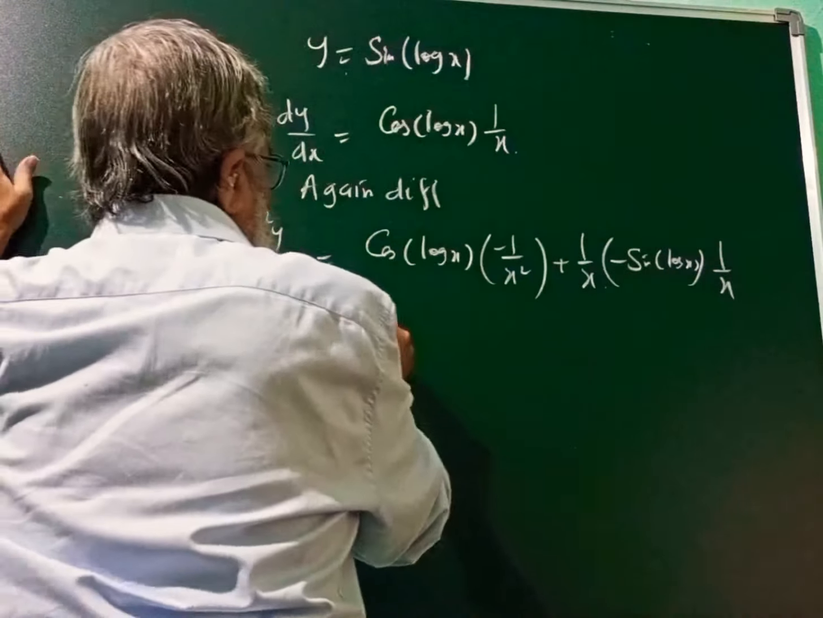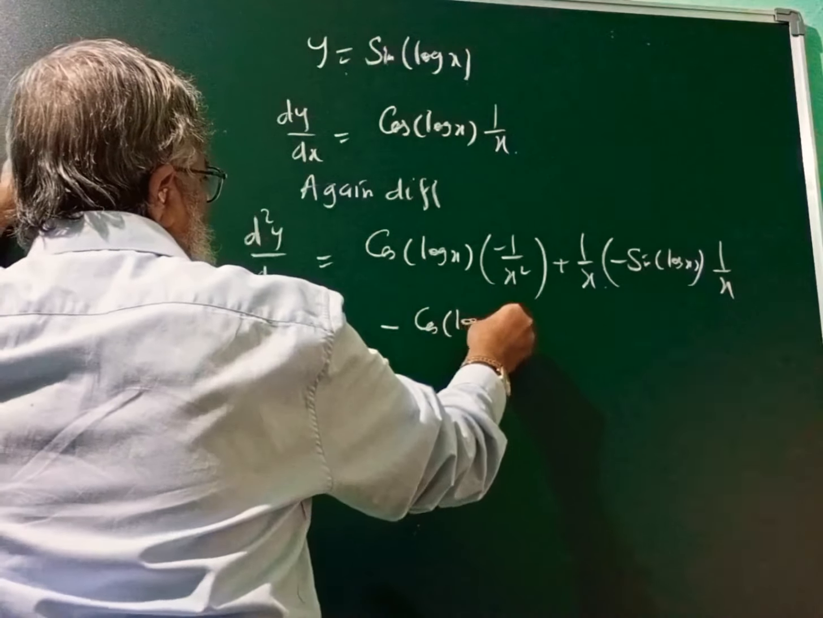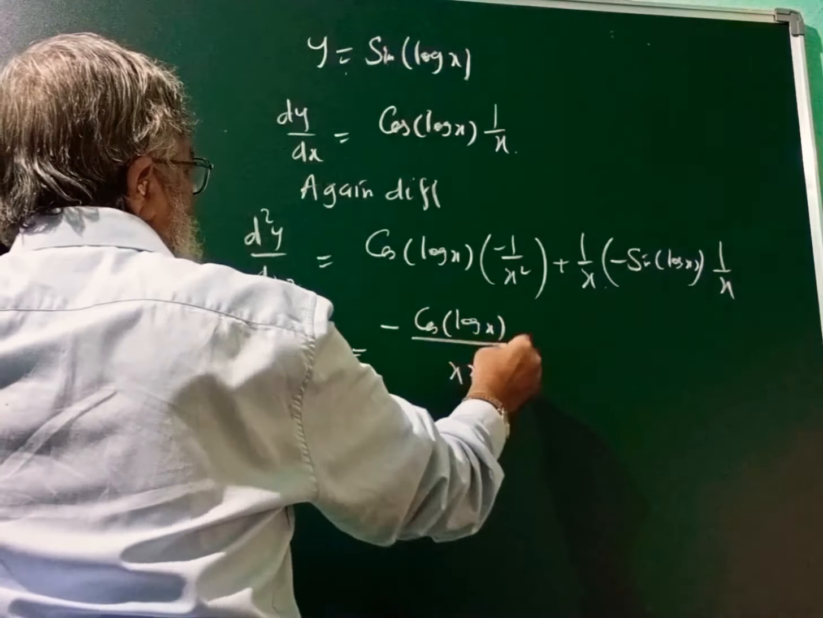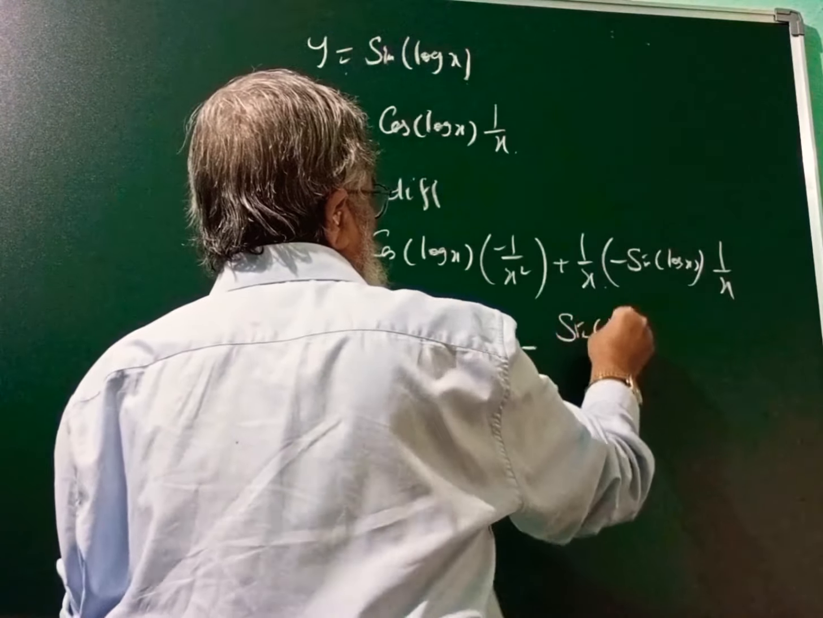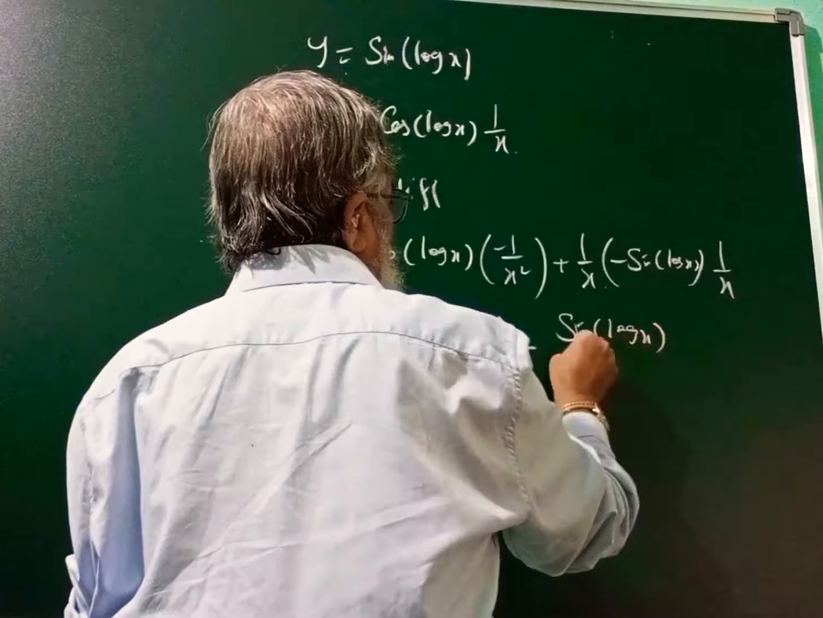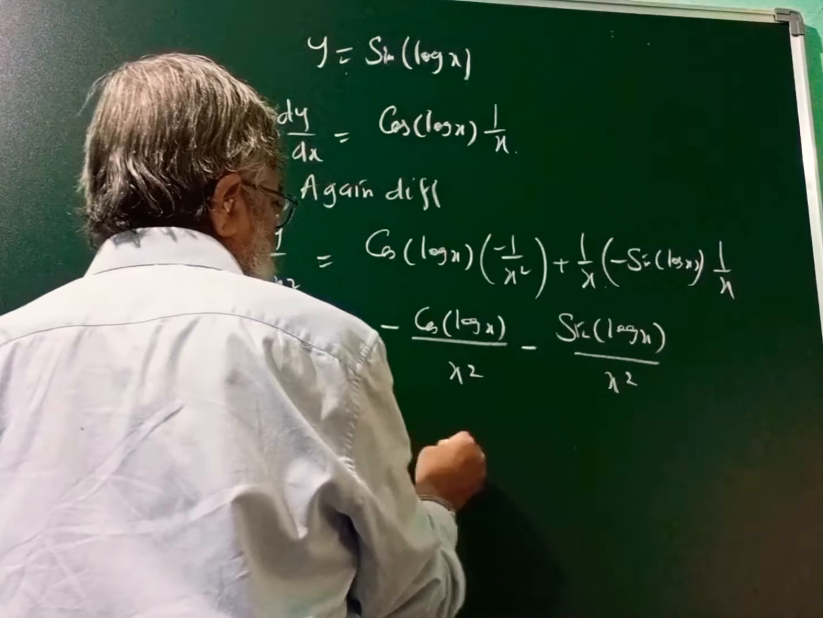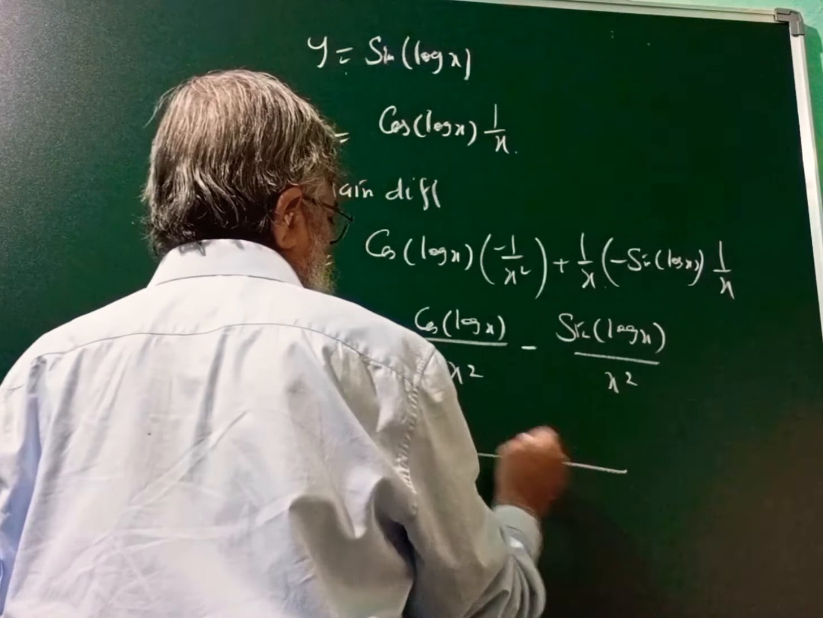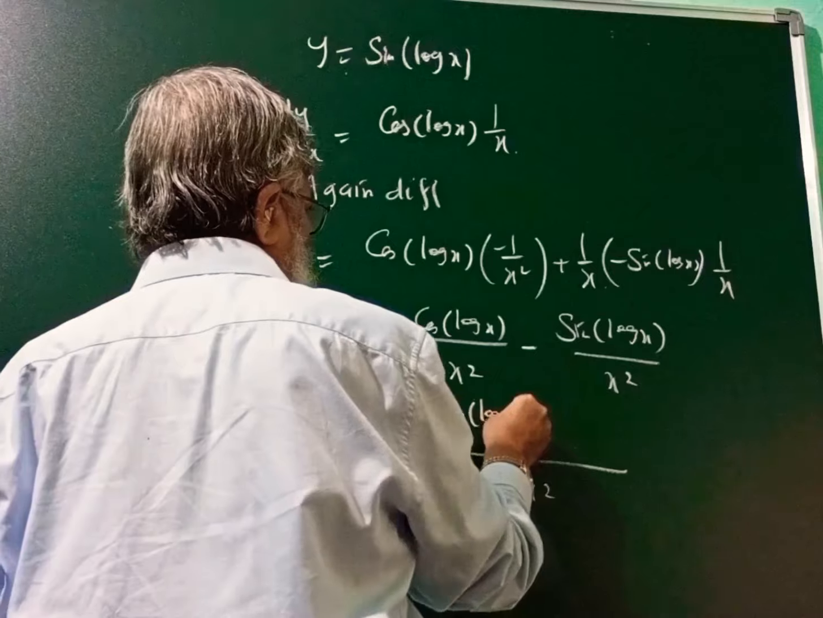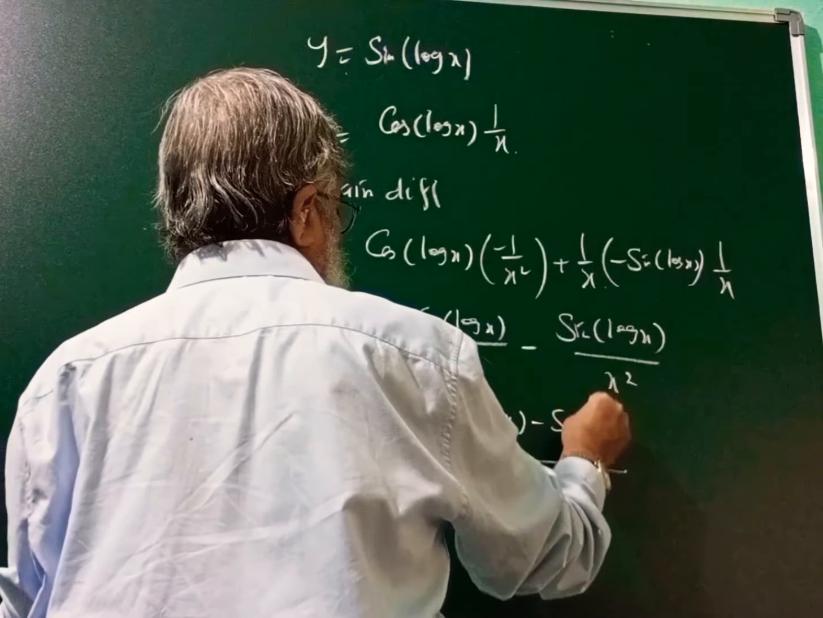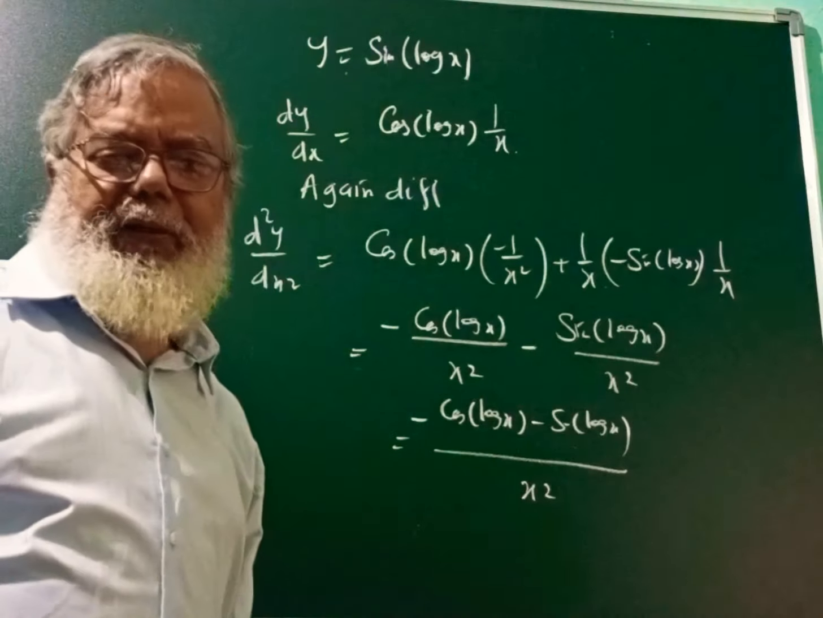We can write this as minus cos of log x by x square minus sine of log x divided by x square. At the most we can take LCM, x square, that is minus cos of log x minus sine of log x, that is the second derivative of the given function.